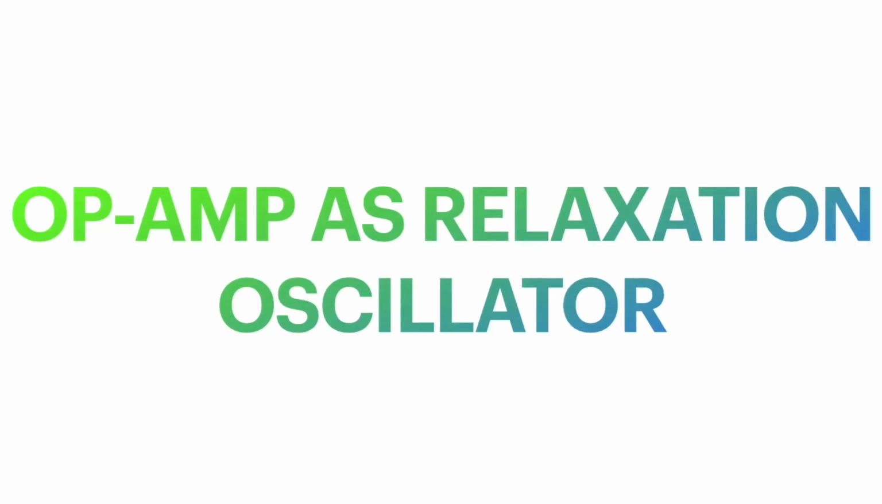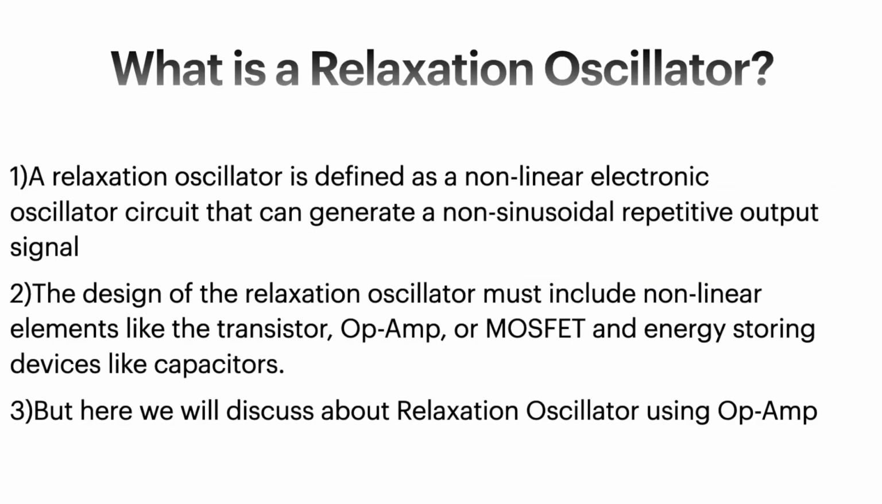Op amp as a relaxation oscillator. What is a relaxation oscillator? A relaxation oscillator is defined as a non-linear electronic oscillator circuit that can generate a non-sinusoidal repetitive output signal. In our case, we are discussing a repetitive square wave signal. The design of a relaxation oscillator must include non-linear elements like transistors, op amps or MOSFETs, and energy storing devices like capacitors or inductors. In our case, we have used op amps and capacitors instead of inductors.